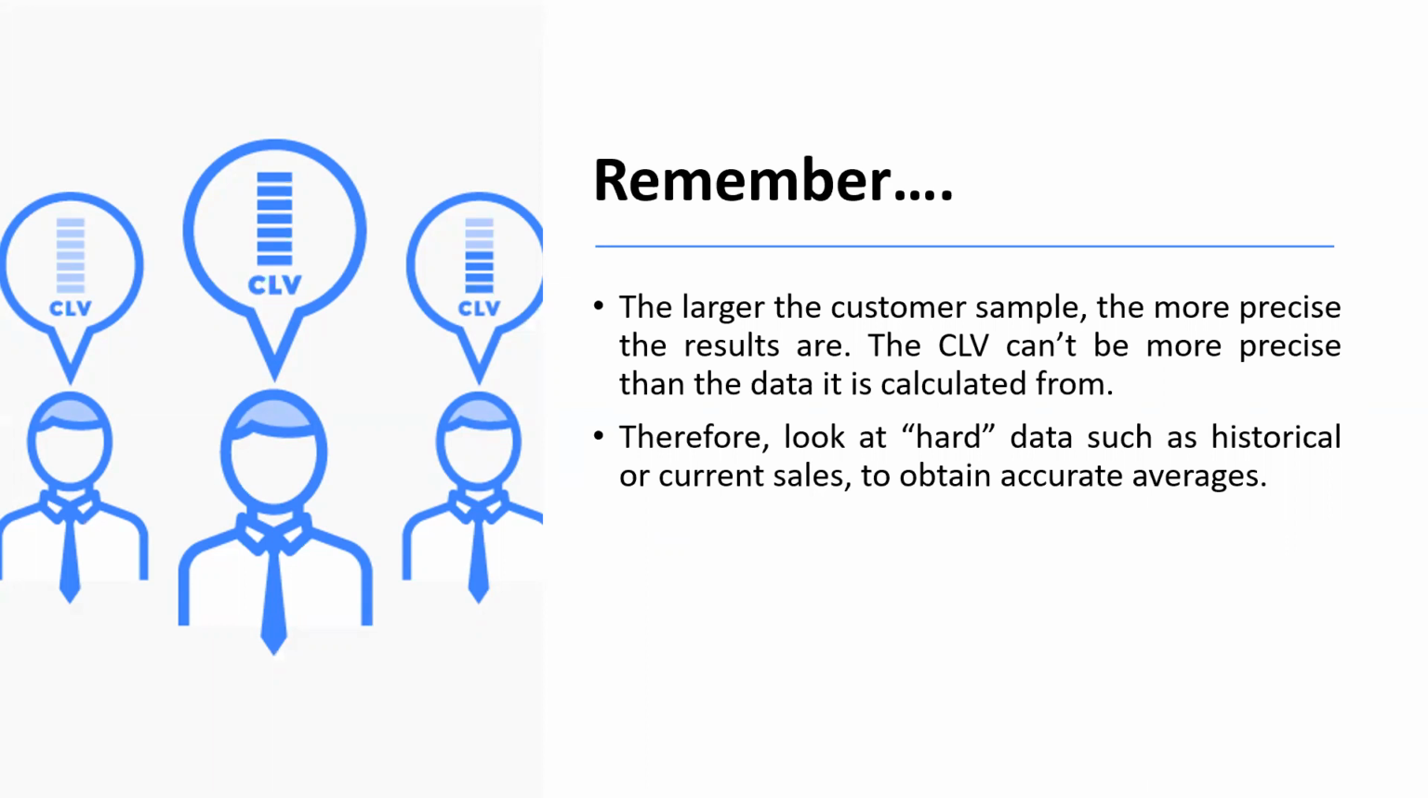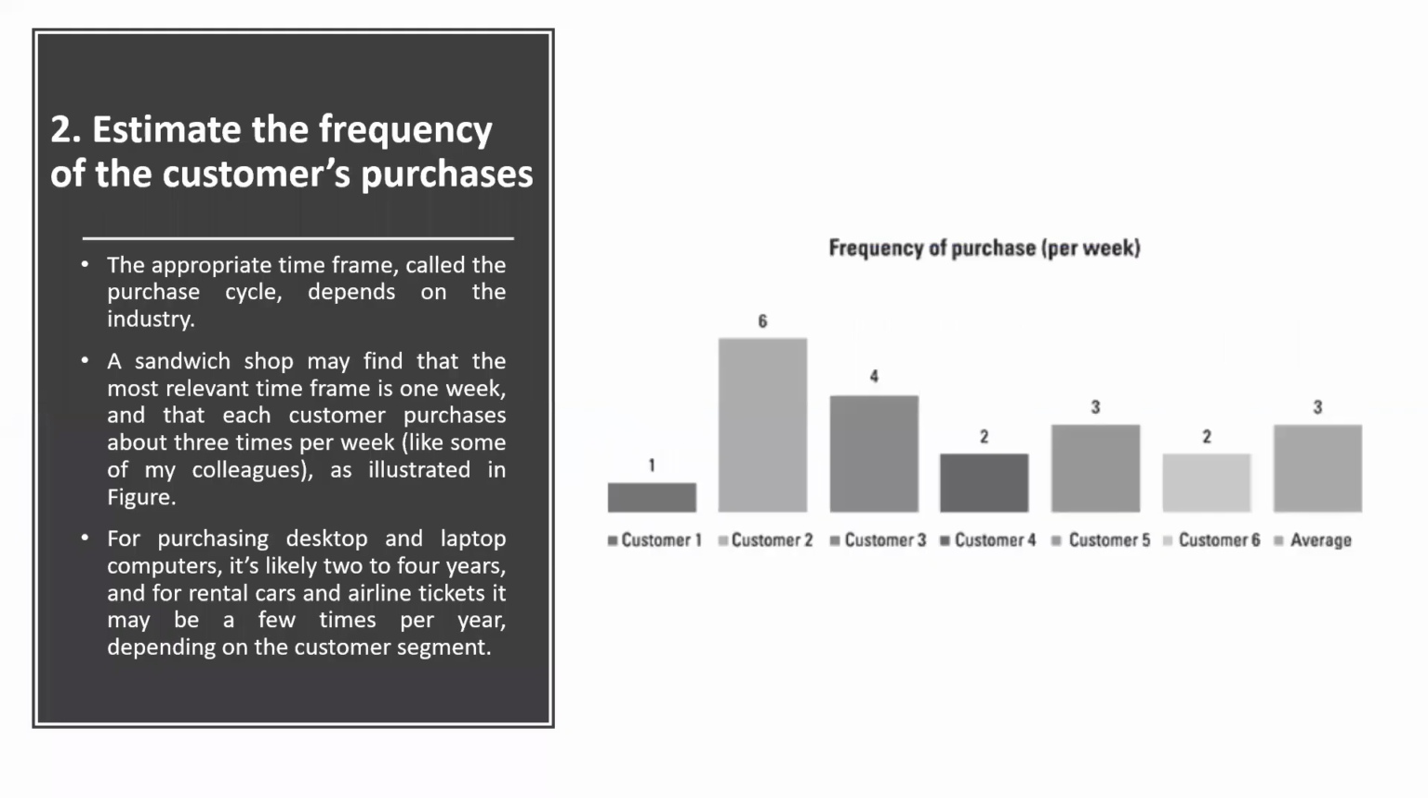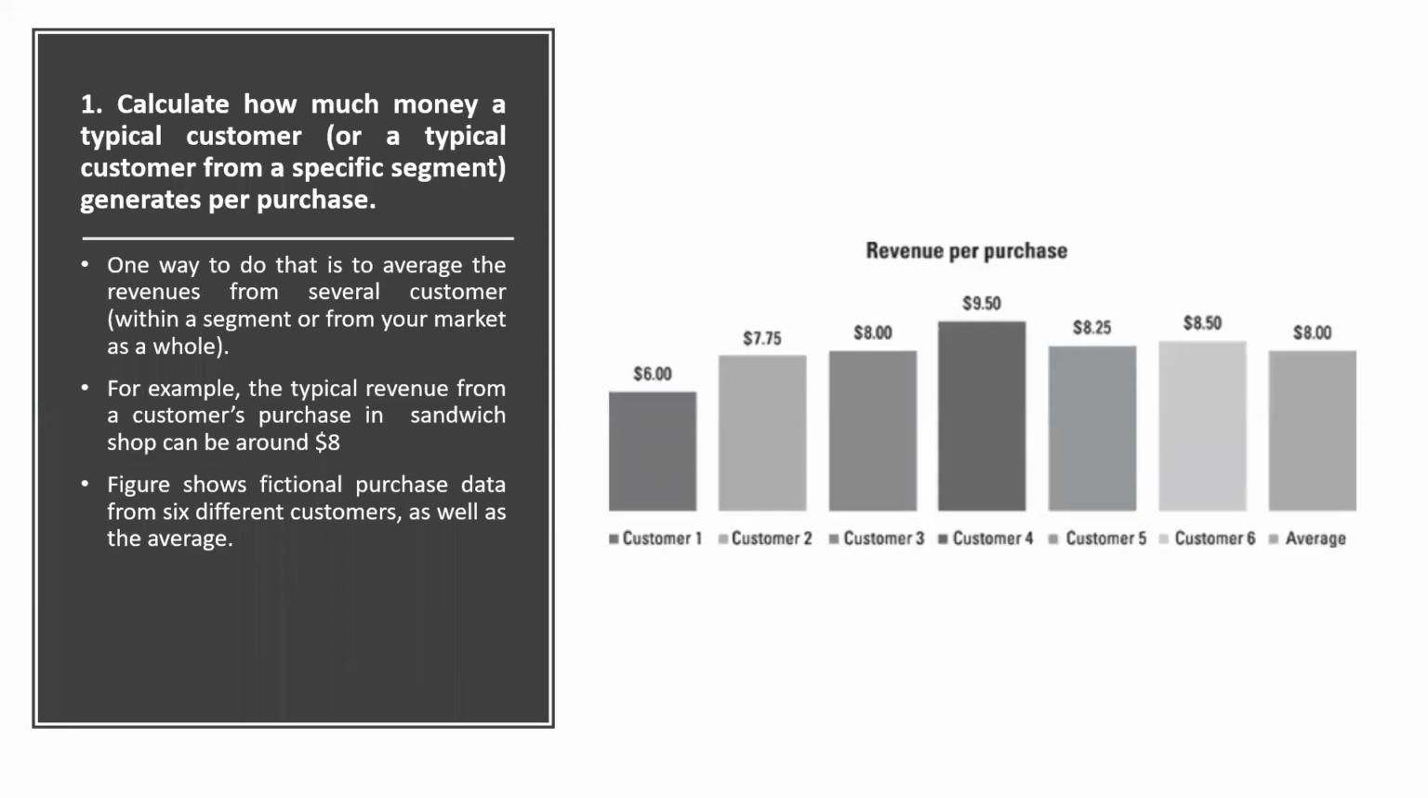So you need to look at what data is coming in, whether the data quality is good. So you need to look at the hard data, such as the historical or the current sales, to obtain accurate averages. So that's something you should be aware of. The second one is, you also should look at the frequency of the customer purchase. So one way, if you'll notice, this one, whatever we calculated, is there a term for this?